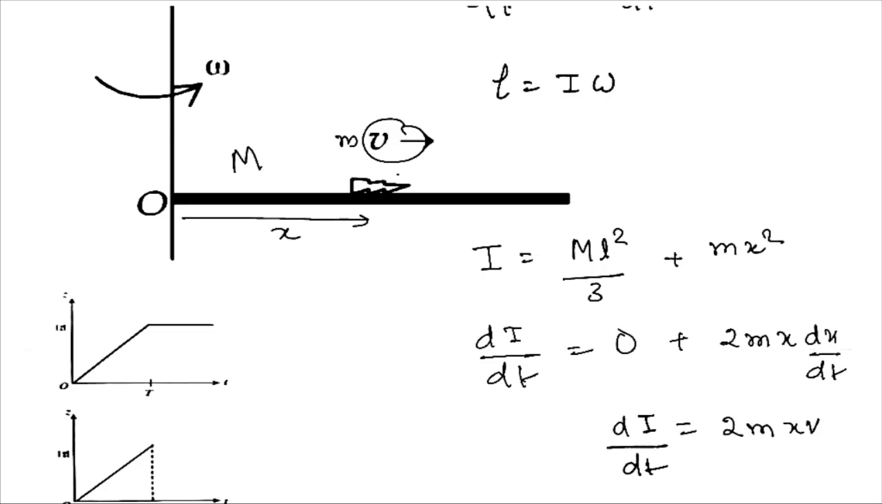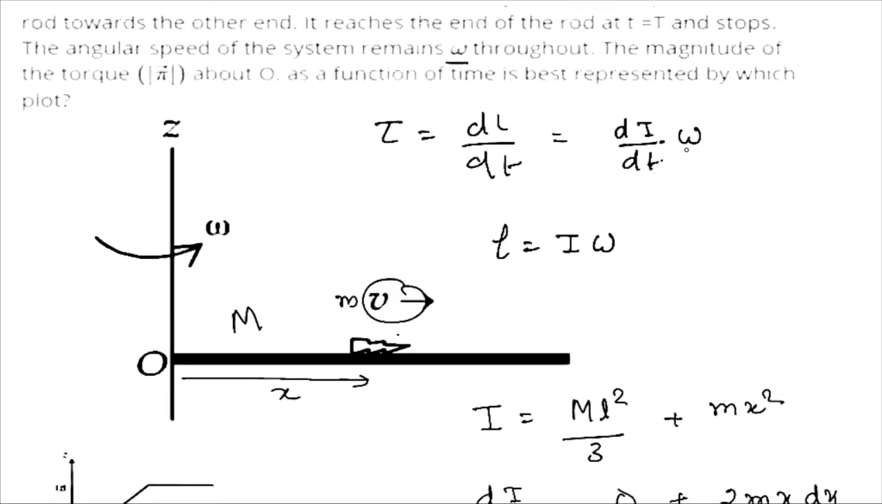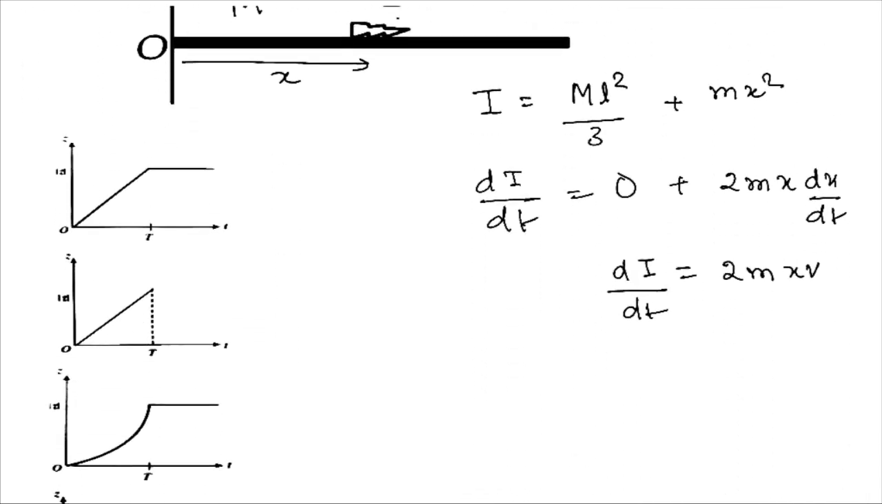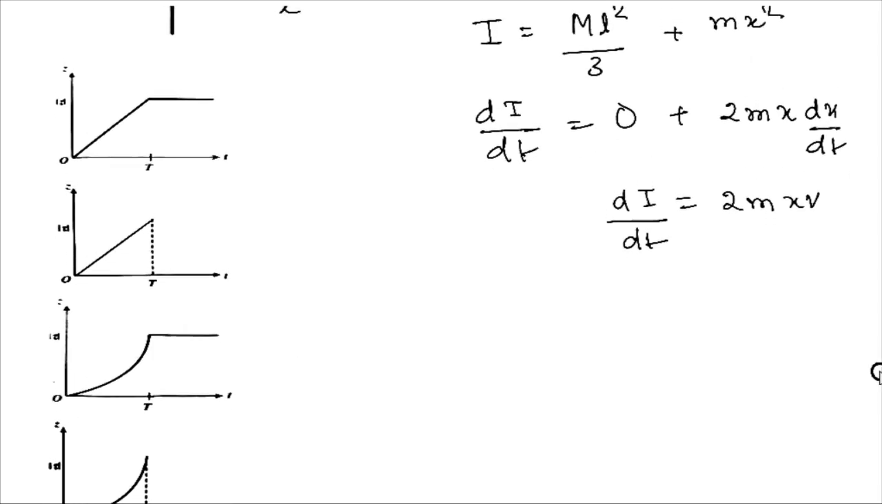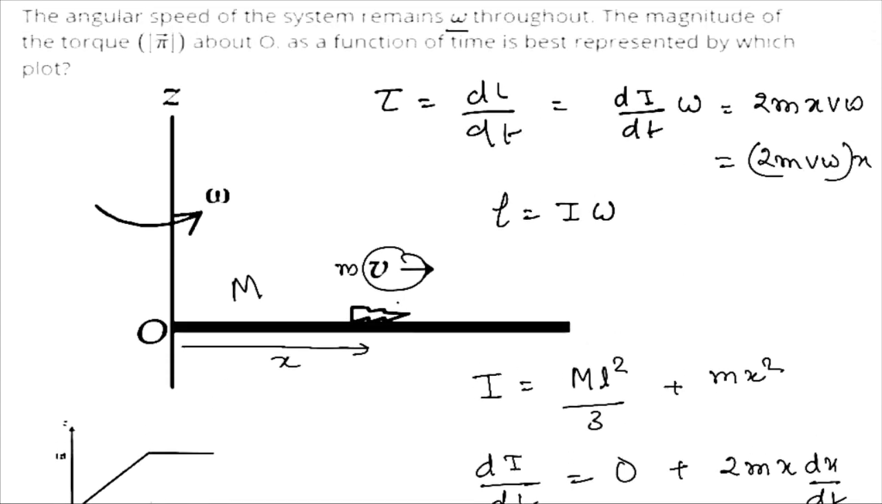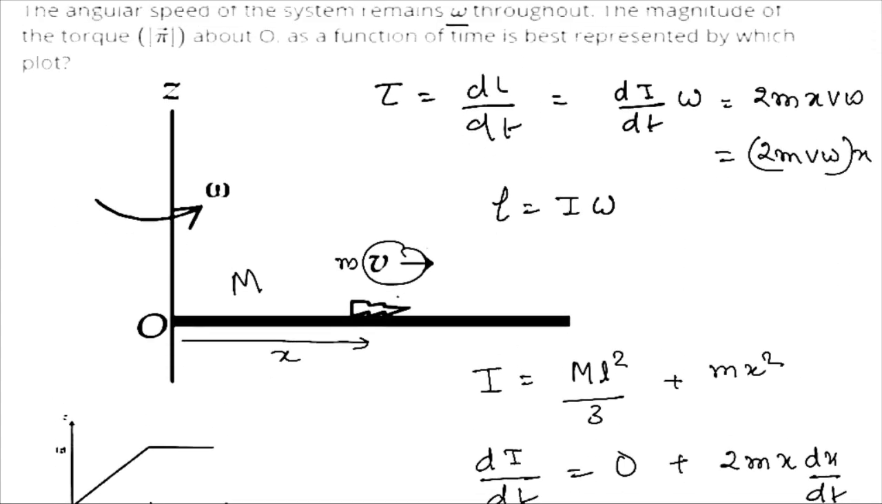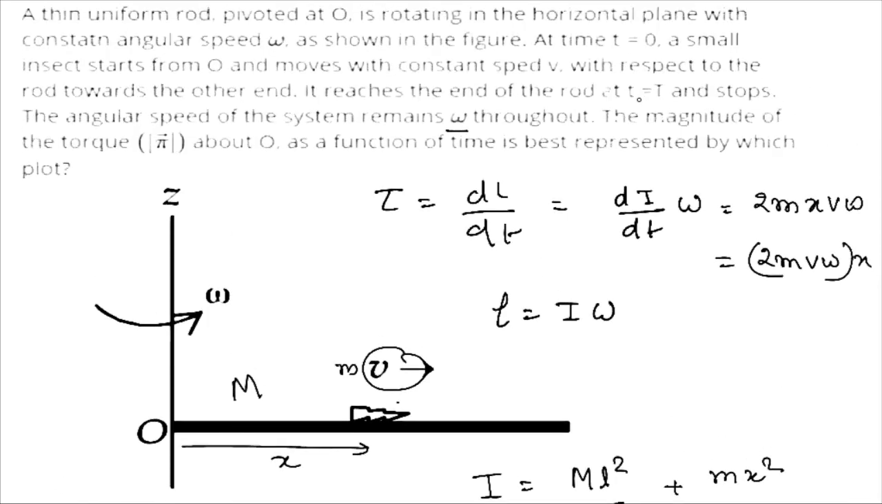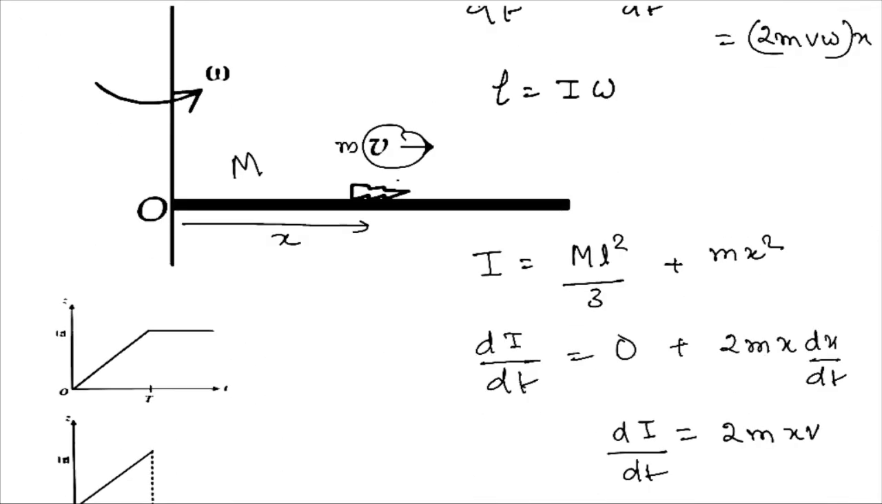So 2mxv omega, right? Put it here, 2mxv omega. So only x is variable here. So it will be directly proportional to x, right? And when it reaches x, its dI by dt will become 0 and torque will also become 0. And if you see, it reaches the end at t equals capital T, right?